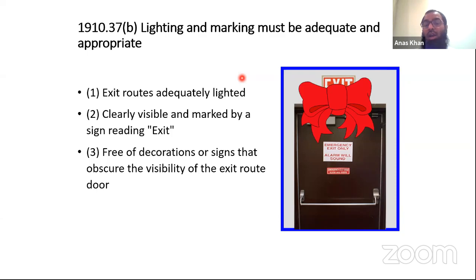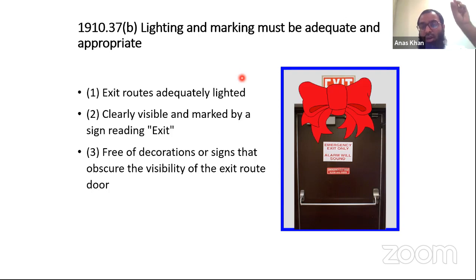The exit route must be adequately lighted, as required by the Civil Defense. There must be a self-operated light, which does not depend on the Saudi electricity and must be independent. For example, battery operated, or charging. Have you seen that sometimes we have charging lights?